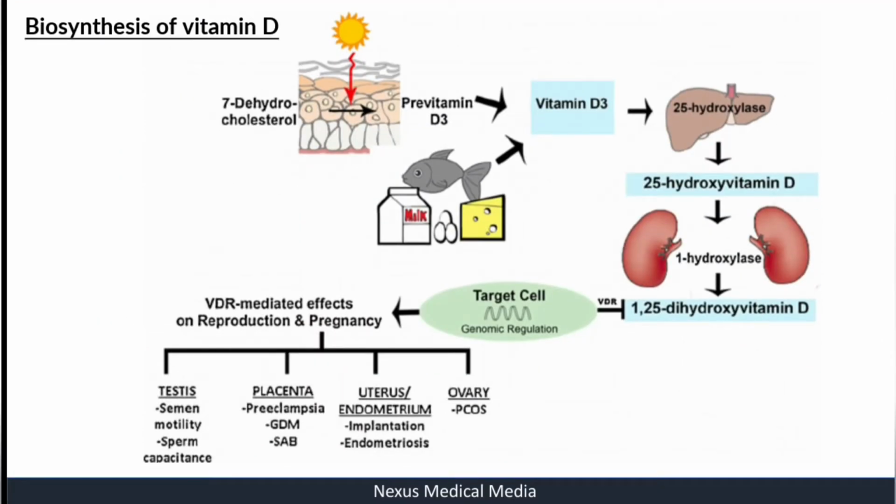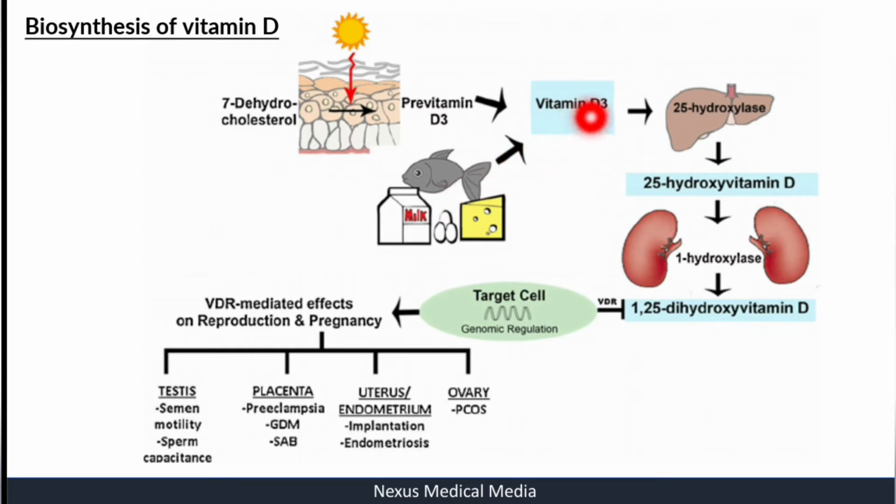So that's the biosynthesis of vitamin D. You have two sources, as I said: mainly synthesis in the skin, and the diet. Upon exposure to UV light, 7-dehydrocholesterol in your skin is converted into pre-vitamin D3. And this vitamin D3, you can also get from these foods.